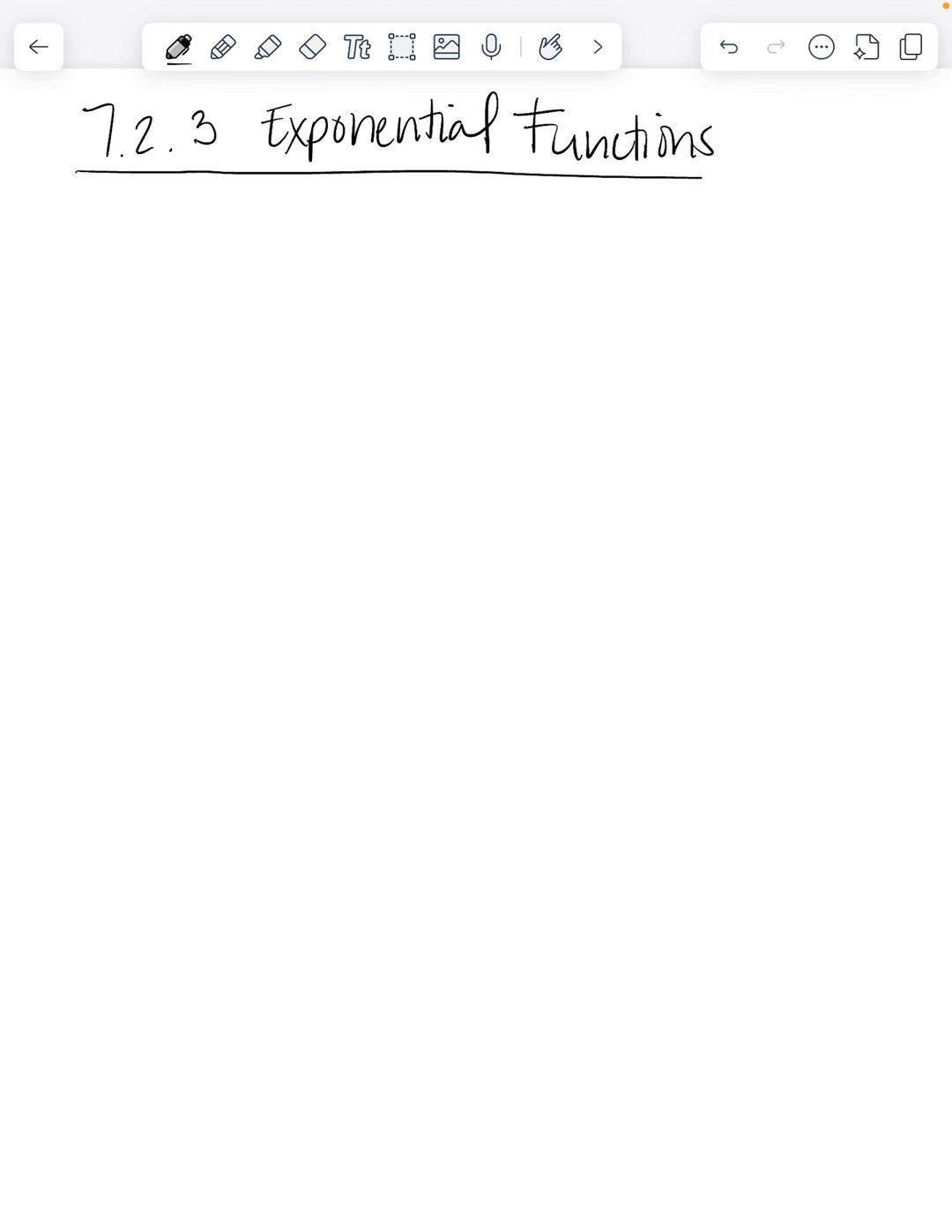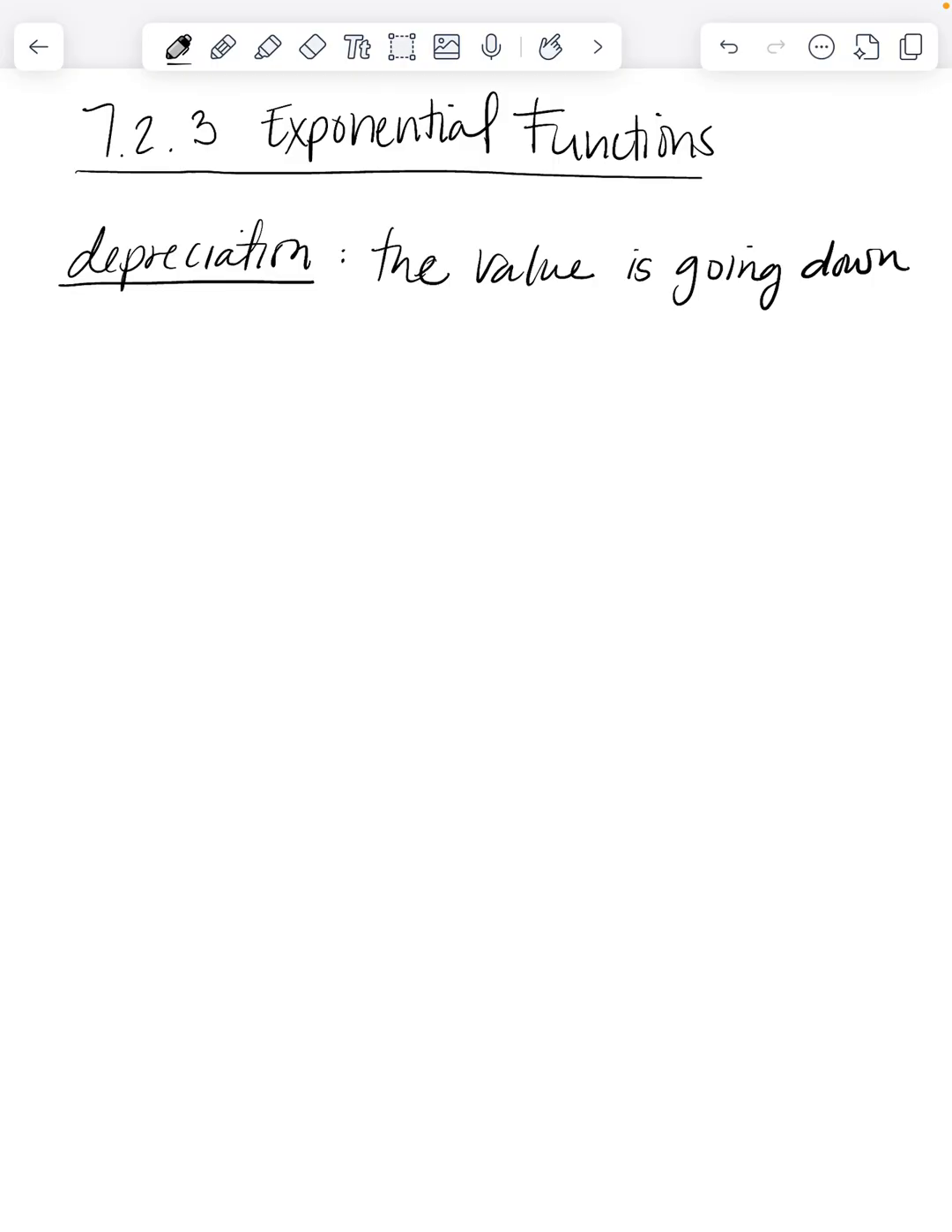So today we will explore the value of cars in an investigation called fast cars using exponential functions. There are a few vocabulary words. The first one will be depreciation. When something is depreciating, when we're talking about cars, it will sell for less than the price that you paid for it. So the value is going down, to put it in simple words.